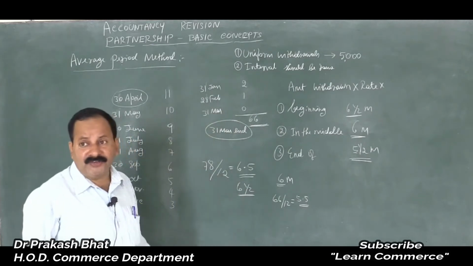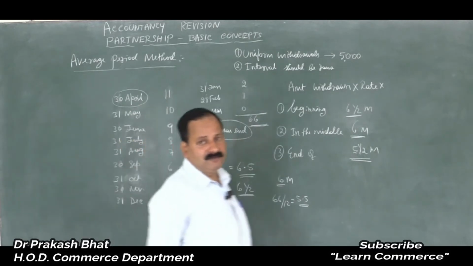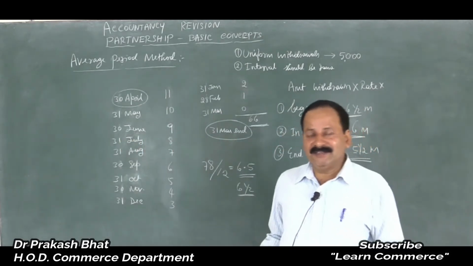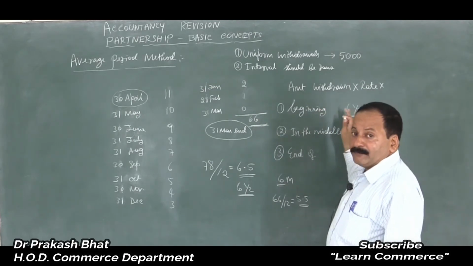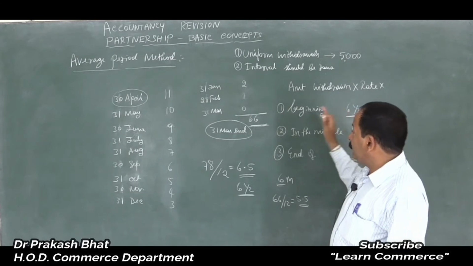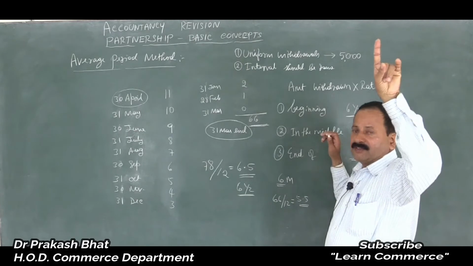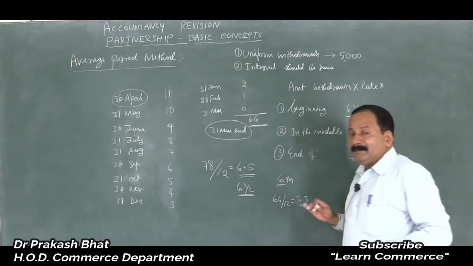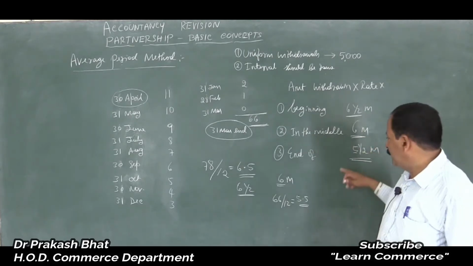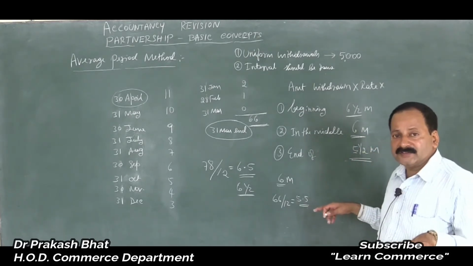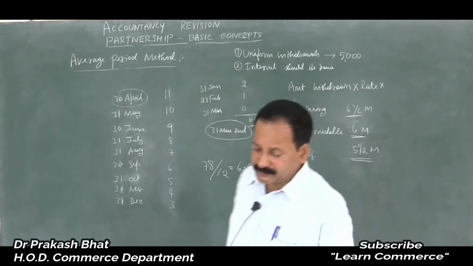Understood now how to take it. If you get confused, calculate like this. Your problem will be solved. No confusion at all. Clear? Yes. So we have to take 6.5 months as the time period for calculation of interest on drawings if the withdrawals were at the beginning of each month. If the withdrawals were in the middle of each month, then take 6 months as the time period. And if it is at the end of each month, take 5.5 as the time period. So that is what you have to do here.